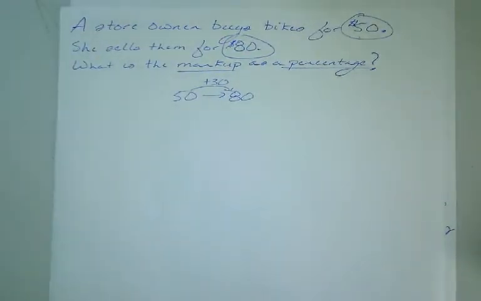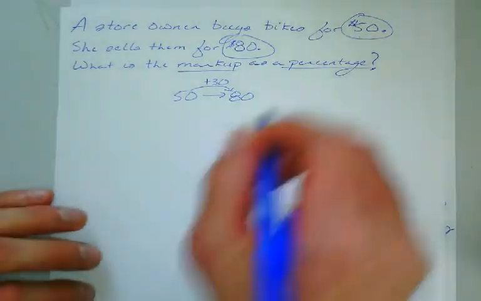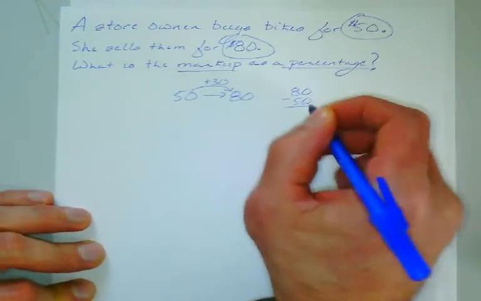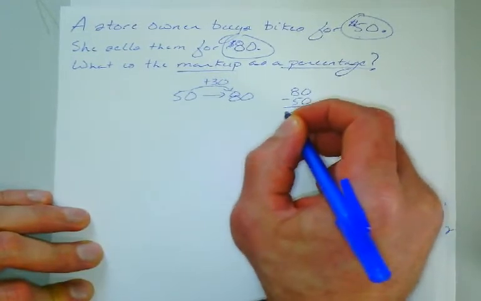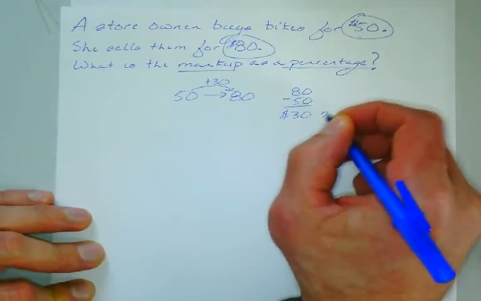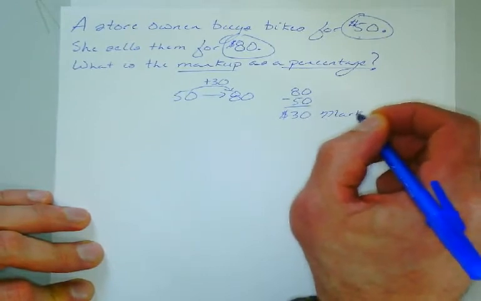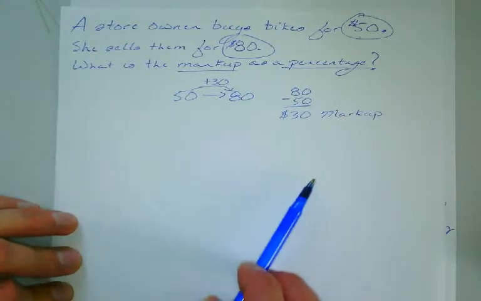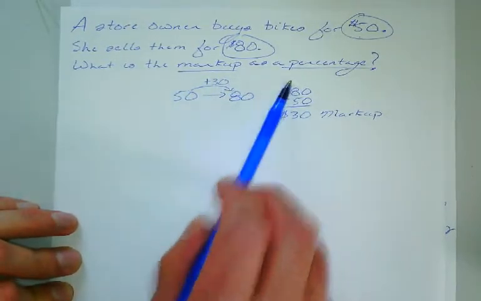Now you can always find these using subtraction. We could do 80 minus 50. It's just the difference of the two values. That'll tell you what your markup is. So the markup is $30. All right, and we need to know this. Now the question wants us to find the markup as a percentage.